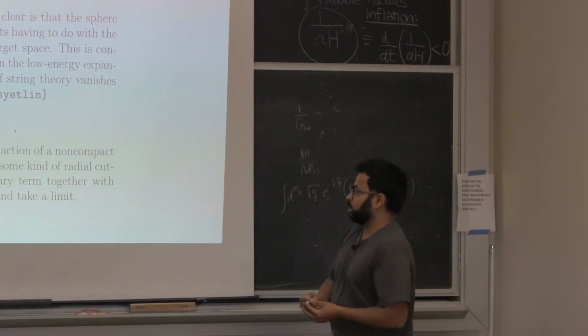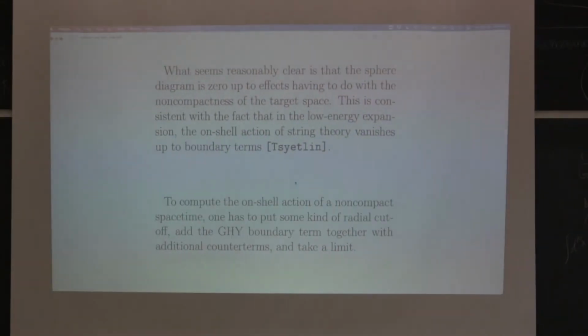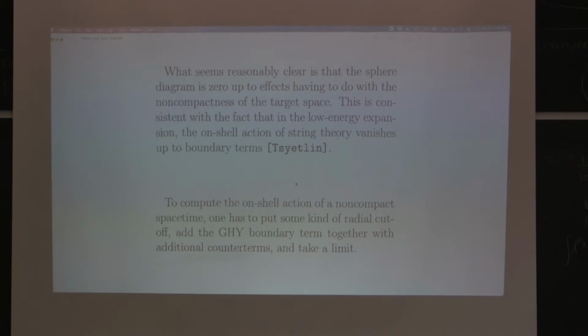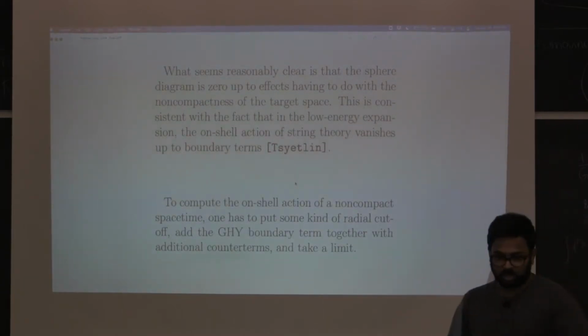So it becomes subtle, because somehow the string worldsheet, which is moving in this non-compact target space, has to know about the boundaries of a non-compact space-time. And usually we can't put a cutoff on the X space, because X is a field on the worldsheet. So putting a cutoff on big X is like putting a cutoff on your field range, which we don't usually do.